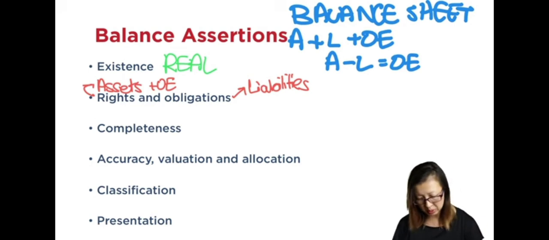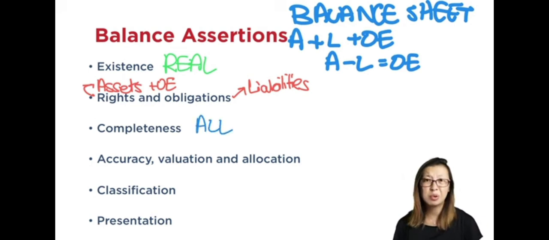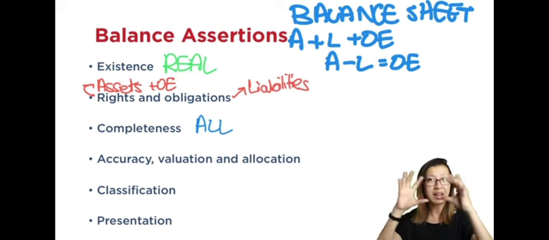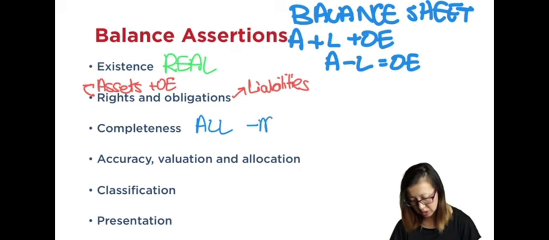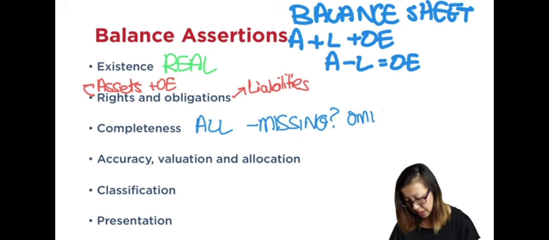Next up, we have completeness, which again is the idea that we've recorded everything. We've included all of our assets, all of our liabilities, all of our owner's equity items. So again, is the whole set of financial records complete? Are we missing anything? So the key question there is, is anything missing or, I guess, intentionally omitted?